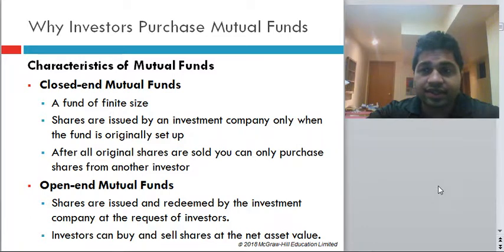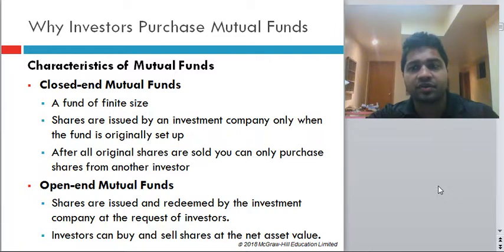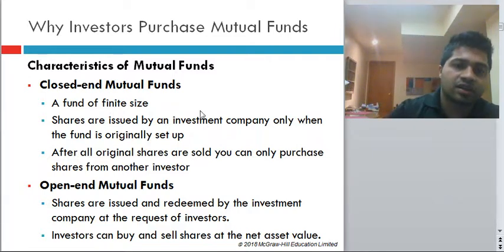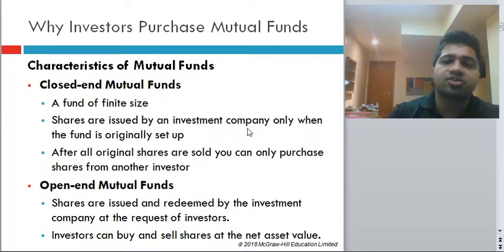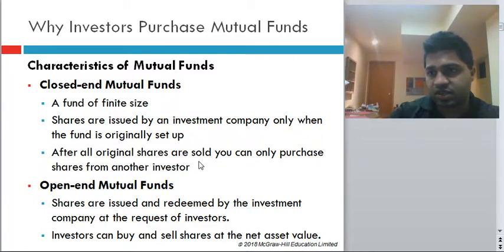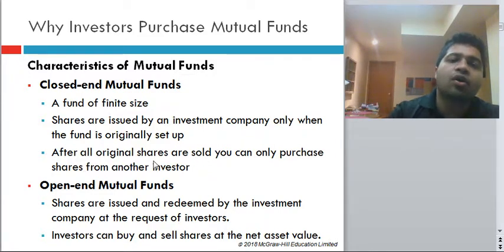The advantage of close-ended is that, since there is a lock-in period where the company doesn't have to keep liquidity, it will invest 100% of the amount that it gets. Close-ended is a fund of finite size. Shares are issued by the investment company only when the fund is originally set up. There are no more issues later on. Those are called NFOs, or new fund offers. After all original shares are sold, you can only purchase shares from another investor.